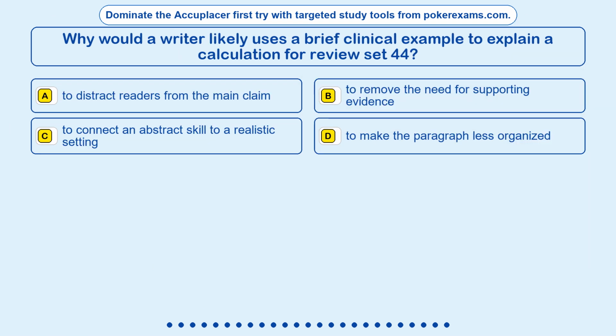Question 16. Why would a writer likely use a brief clinical example to explain a calculation for review set 44? Option A, to distract readers from the main claim. Option B, to remove the need for supporting evidence. Option C, to connect an abstract skill to a realistic setting. Option D, to make the paragraph less organized.